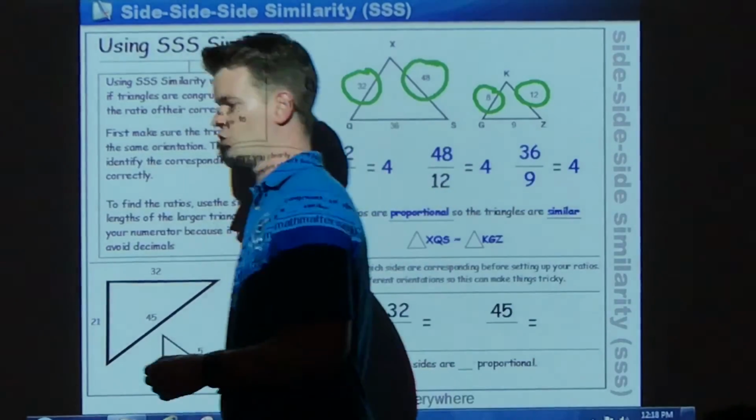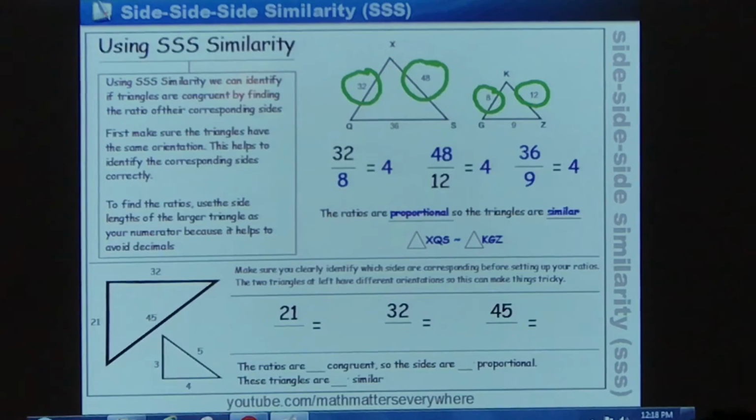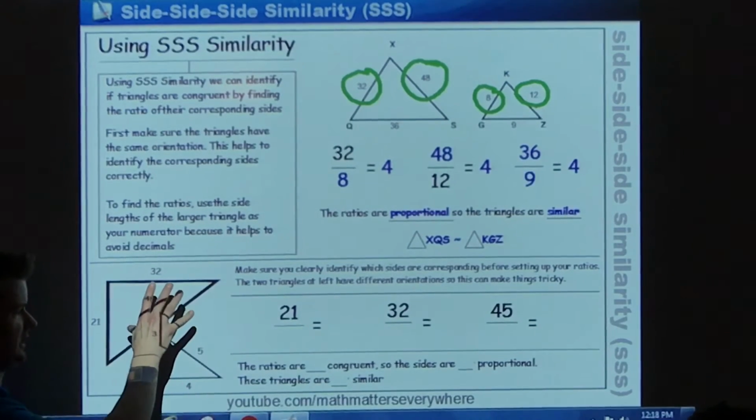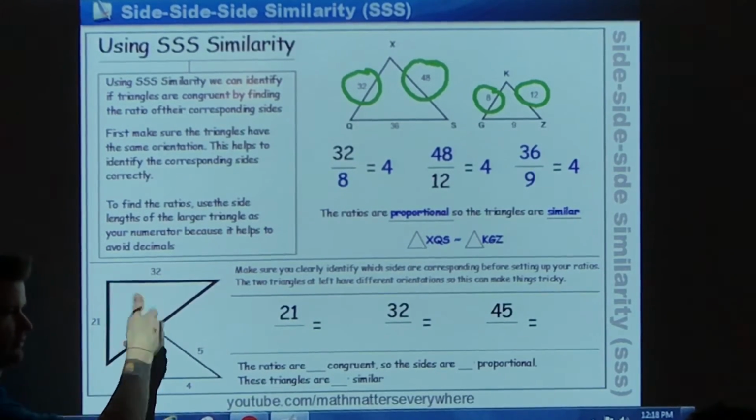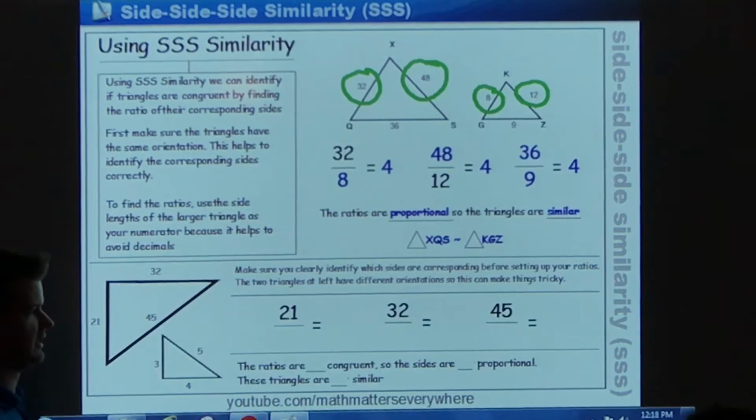The sides are proportional. So that one's pretty easy, but if we look down here at this one, you have to be very careful when identifying the corresponding sides. As you can see, I've taken this triangle and flipped it around. So you have to identify all the corresponding sides carefully. Some of them are easier, some of them are a little harder, such as, let's go to this one, 45.